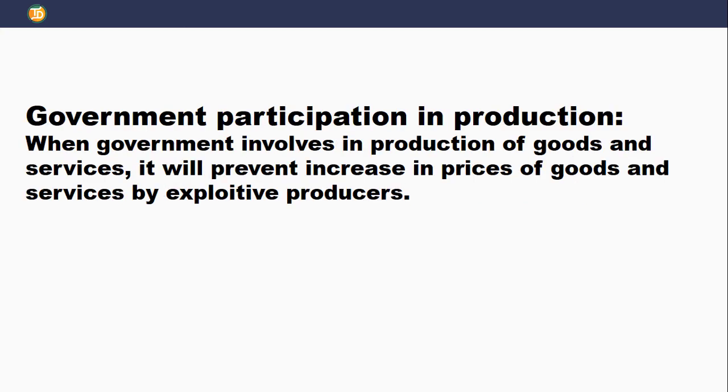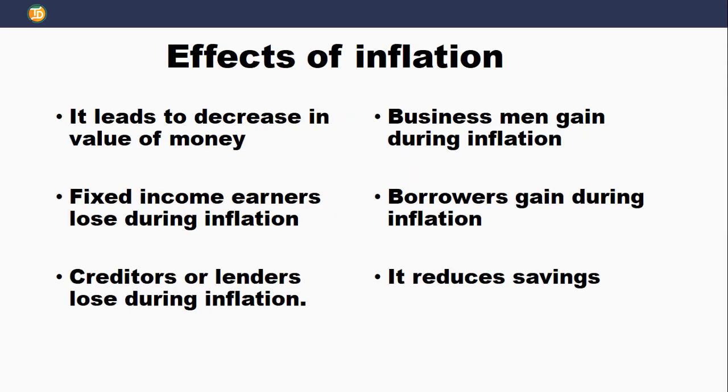Another way of solving inflation is government participation in production of goods and services. If government gets involved in producing goods and services, not only essential goods and services, it will make the prices of goods and services to be reduced. It will control price of goods and services. Suppliers and producers will not be able to increase price to exploit consumers. So price of goods and services will fall, which will be able to control inflation.